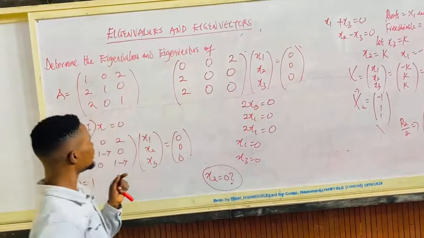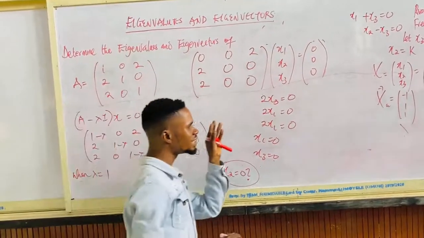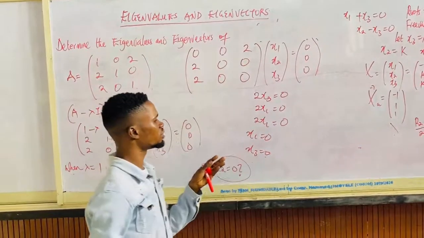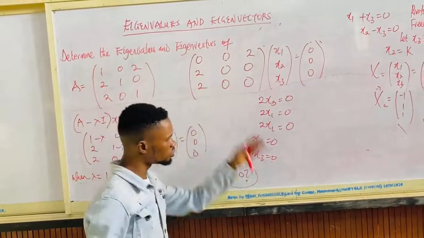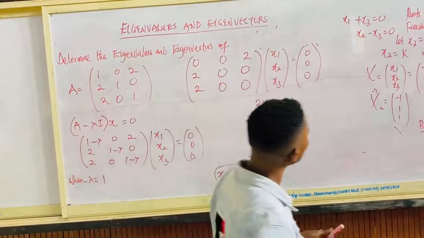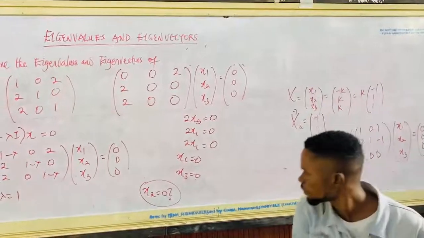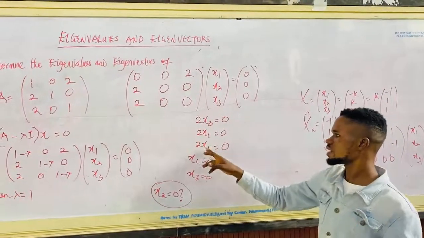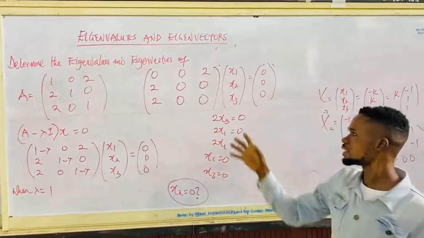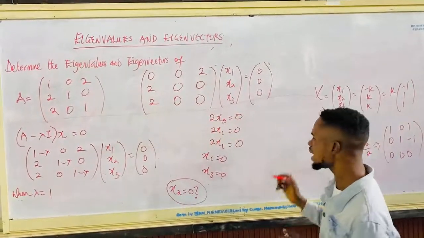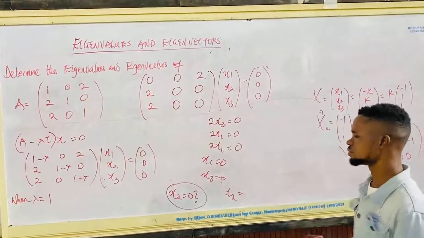Now this x is a non-zero vector. That means not all the values of the variables should be 0. Since your vector is a non-zero vector, now look here. You can see x3, x1, and then we have x1, x2, x3. There's one variable that is absent here, which is x2. It is that x2 that we have to take as the free variable.